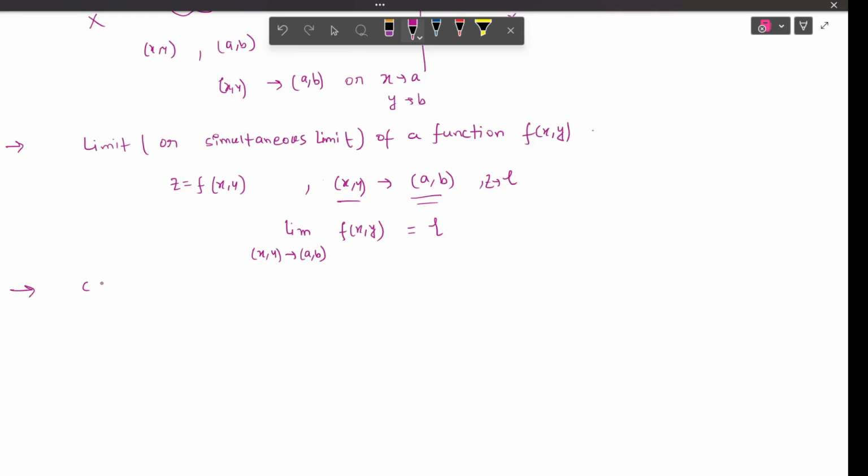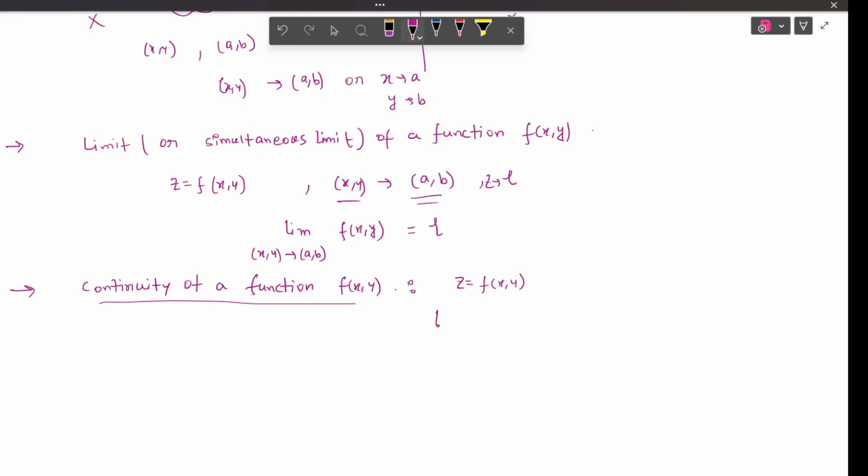Now let us see continuity of a function f of x comma y. So a function z equals to f of x comma y defined on a region R is called continuous at a point a comma b if a comma b lies within the region R.